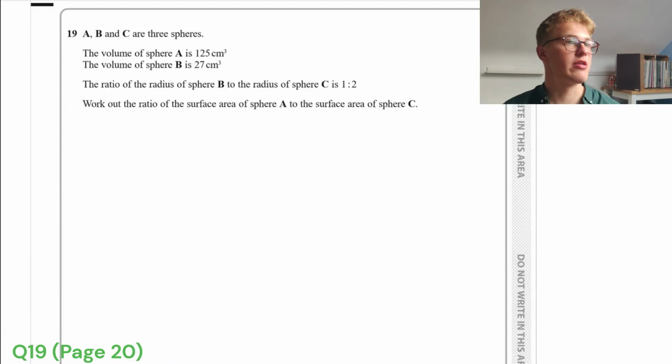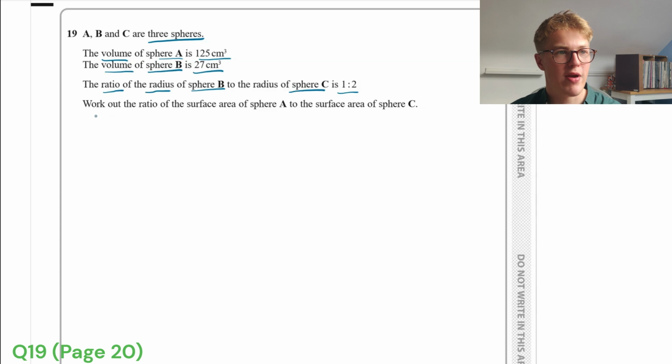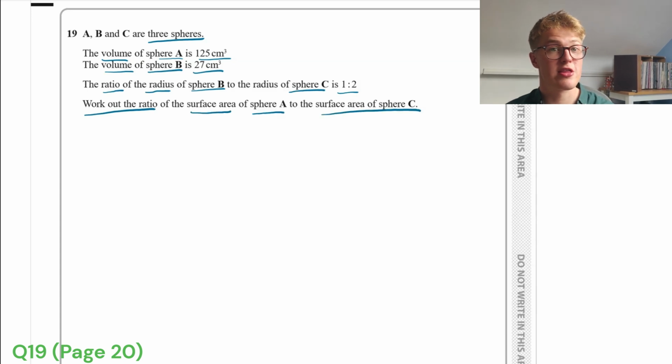A, B and C are 3 spheres. The volume of sphere A is 125 centimetres cubed. The volume of sphere B is 27 centimetres cubed. The ratio of the radius of sphere B to the radius of sphere C is 1 to 2. Work out the ratio of the surface area of sphere A to the surface area of sphere C.